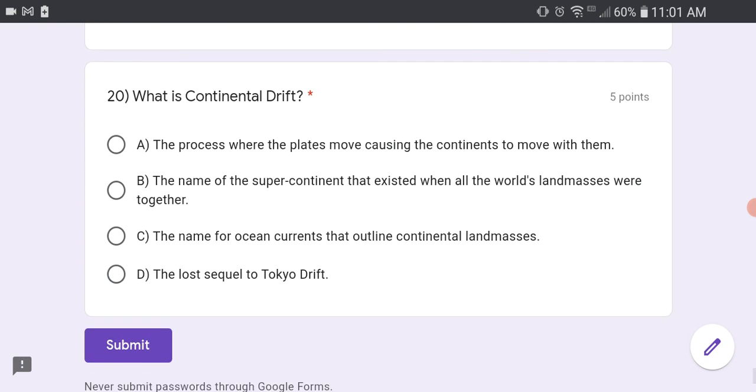And number 20. What is continental drift? Is this A. The process where the plates move, causing the continents to move with them? B. The name of the supercontinent that existed when all the world's land masses were together. C. The name for the ocean currents that outline the continental land masses. Or D. The lost sequel to Tokyo Drift.